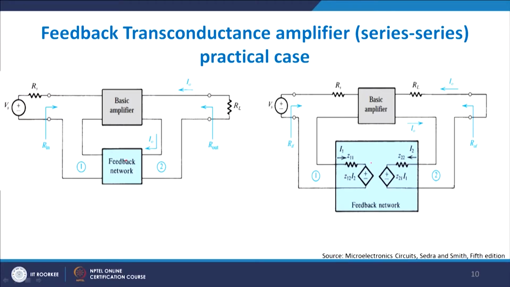Now, let me come to the practical case of a series amplifier, and you see here that I have broken down the feedback network into Z11. So, it is basically a Z parameter which is available to me. Z11 and Z22 are basically the input resistance and output resistance offered to the device, and I get Z21 I1 and Z12 times I2. So, you see your feedback network is changing.